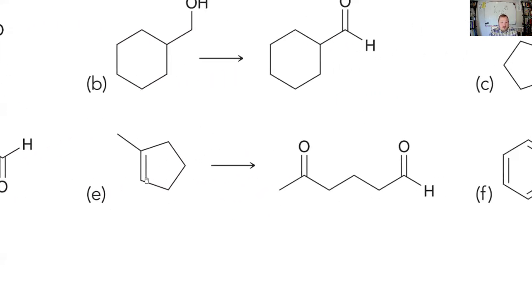We start with the ring structure. We don't end with the ring structure. Odds are we're doing something with ozonolysis. Right, because ozonolysis would break this up right in the middle. You get an aldehyde on one side and a ketone on the other, because we're going to replace that double bond with a carbonyl in both cases.